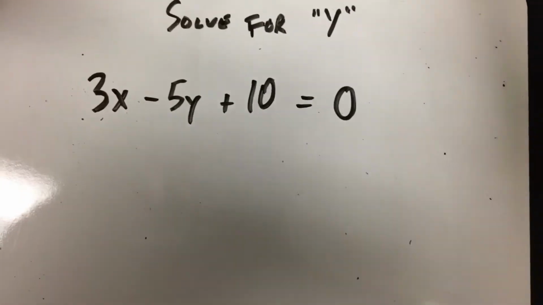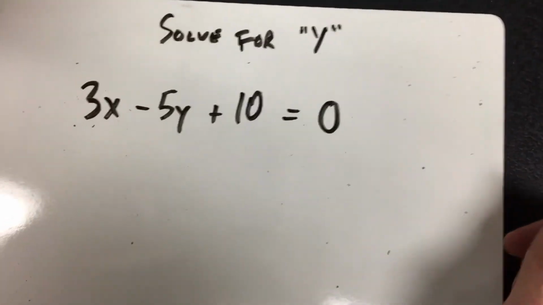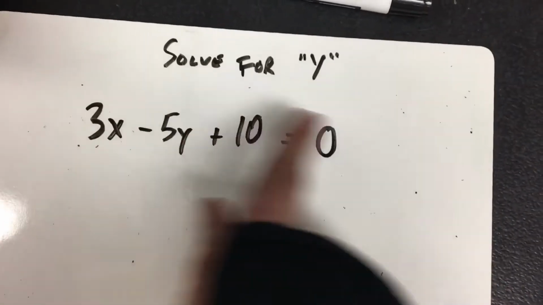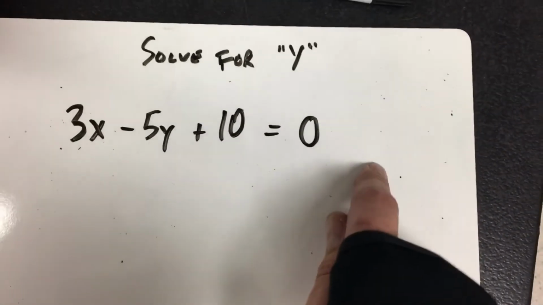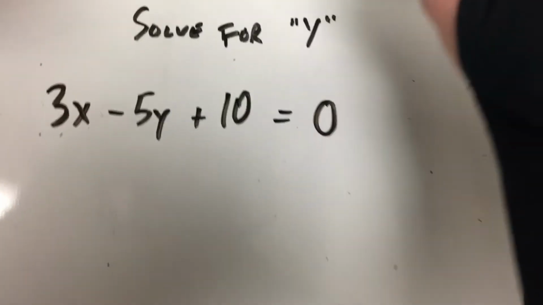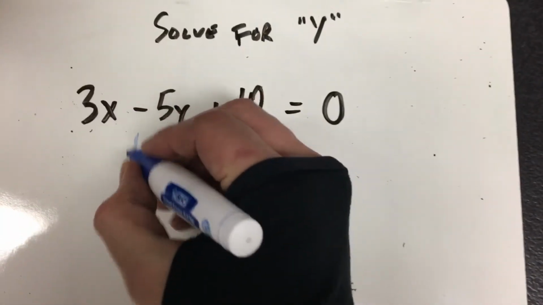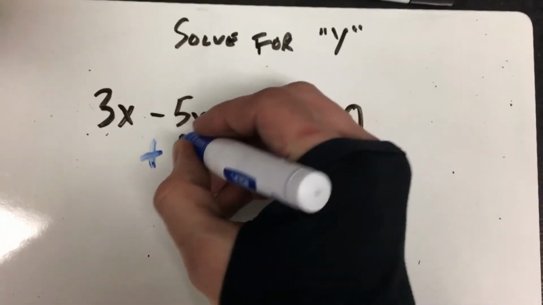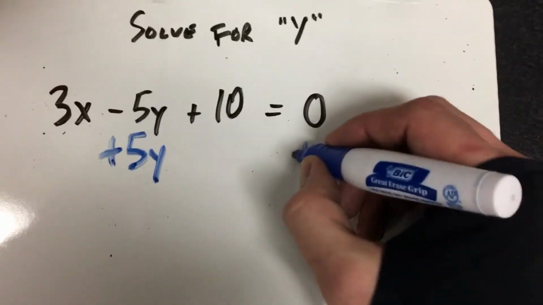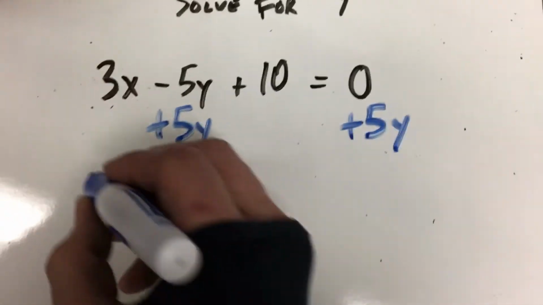What if they put everything on one side of the equal sign? I could do minus 3x on both sides, and I could do minus 10 on both sides, and then divide everything by negative 5. That would work. But I think it might make sense just to go ahead and move the y. That's going to get the y by itself, isn't it?